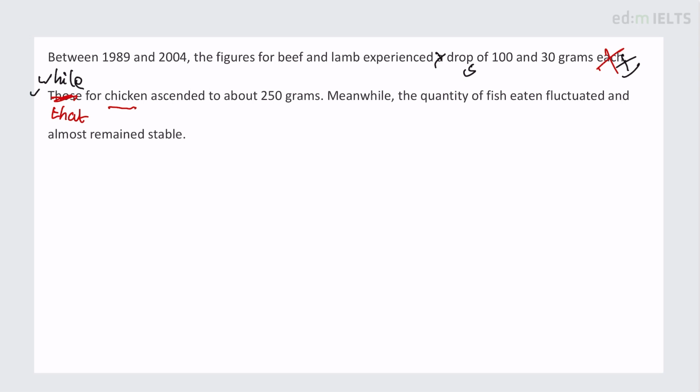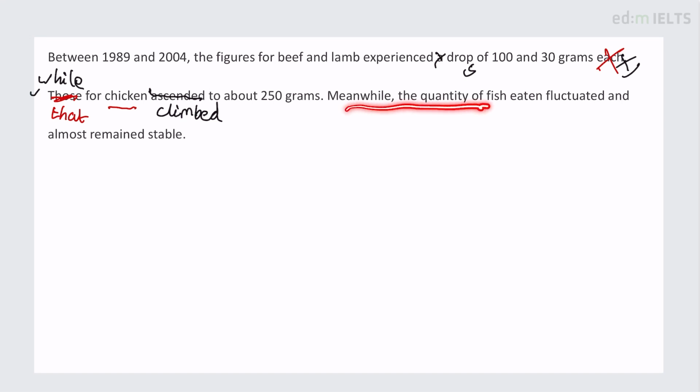to about 250 grams. Again, "about" sounds a little bit informal. I think "approximately" is the best one, then "roughly" is also quite good. A bit more natural than "ascended" would be "climbed." If the writer wants to change the words, "ascend" is used usually in different contexts to mean go up, like ascend a staircase or something. But the figure rises, grows, increases, and "climbs" is okay too.